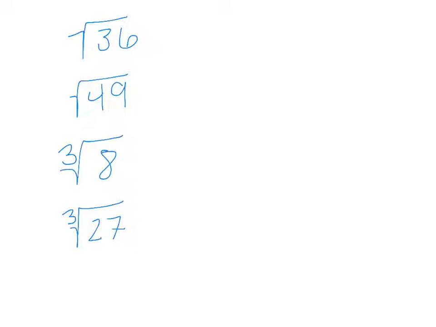For the square roots, you have to think, okay, what number times itself, because it's squared, so I'm only having 2 of them, is going to get me 36. And we know that answer is going to be 6, because 6 times 6 is 36. Same thing for the square root of 49. What number multiplied by itself, again, because we're only squaring, because there's only 2, is going to be 7.